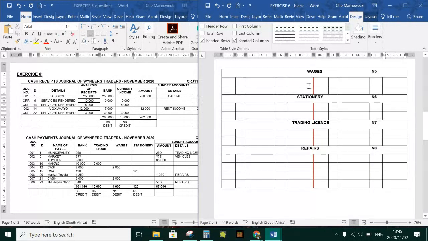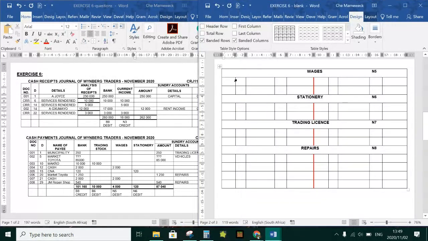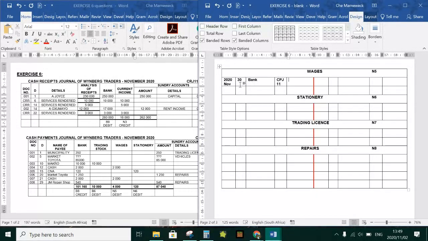Move on to our last three accounts. So our expenses, they all go on the debit side. You'll see wages debit, stationery debit, trading license is debit, and repairs is debit. So 2020 November, wages is a column, so it's the last day of the month. 30, bank, CPJ 11, and the total of wages is 4,000. Stationery, once again, last of the month, because it's a column, 2020 November, day 30, bank, CPJ 11, and the amount for stationery is 120.